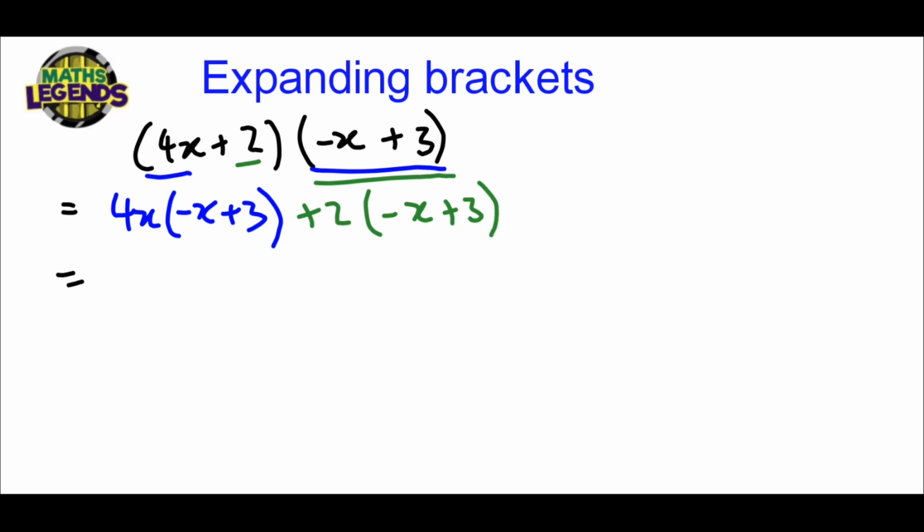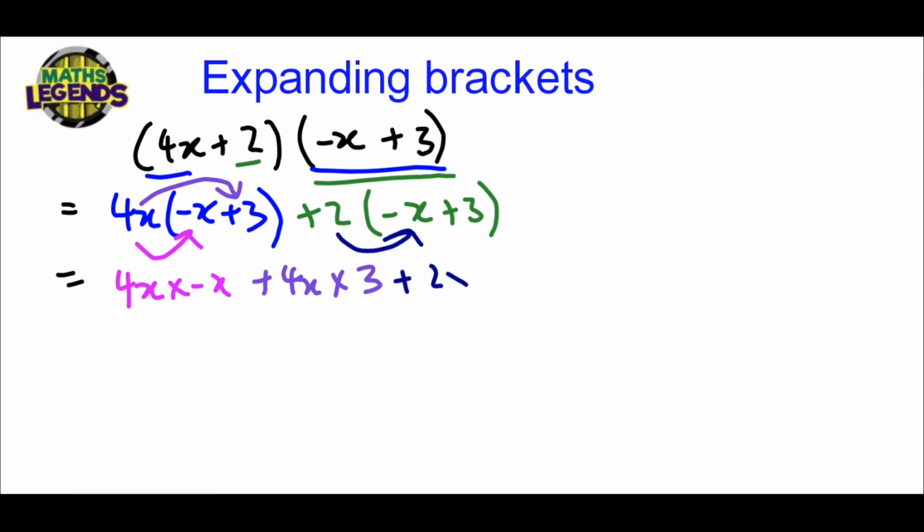Now we multiply out the first bracket, so here we do 4x with the minus x, so it's 4x times minus x. We repeat for the second one, so this becomes plus 4x times 3. We repeat for the second bracket, so this is 2 times minus x. Then we repeat for the second term, which is plus 2 times 3.